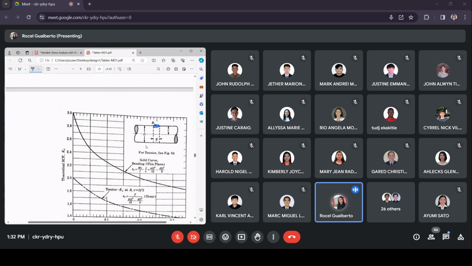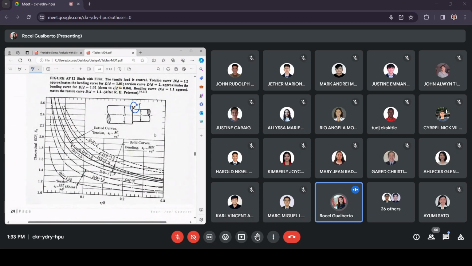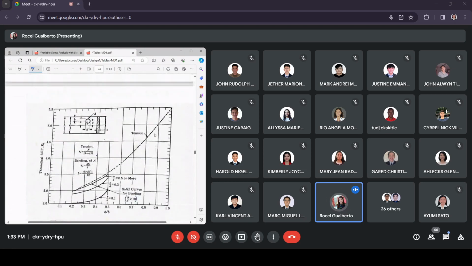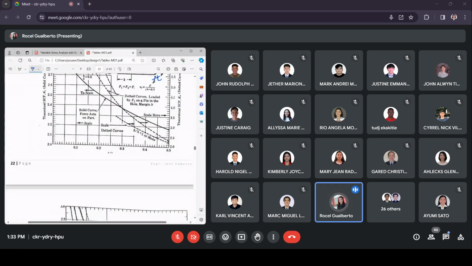Again, you simply compare the given problem with figures AF8 up to AF14 and then decide which among these would be applicable. Now, how do you obtain the value of the KT? We are after the theoretical stress concentration factor. Say for example, we go to figure AF8. So how do we obtain KT here?